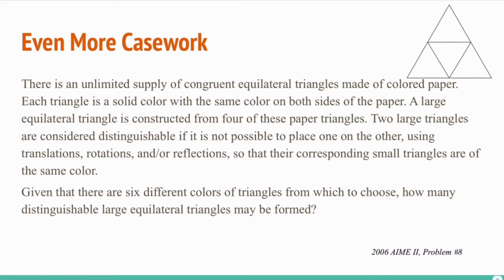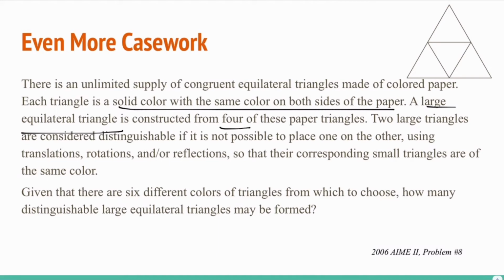Let's move on to another problem. This problem looks pretty long, so we have to make sure to read through it carefully and understand every bit. There's an unlimited supply of congruent equilateral triangles made of colored paper. Each triangle is a solid color with the same color on both sides of the paper. A large equilateral triangle is constructed from 4 of these paper triangles.